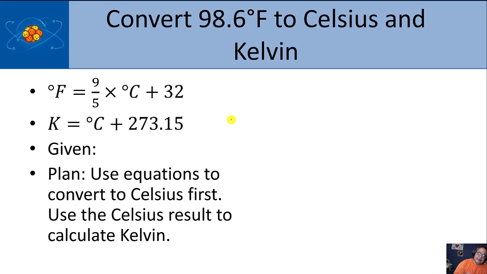So it says given, right? And then a plan. Use equations to convert Celsius first. Use Celsius results to calculate Kelvin. So you're given 98.6 degrees Fahrenheit. That's what you want. This is a question that's up here. It's almost too easy to miss. You want to convert that over to Kelvin, but we're going to do this.